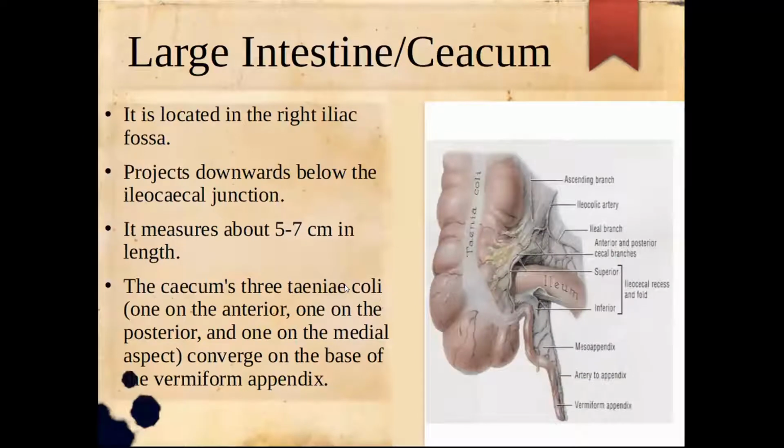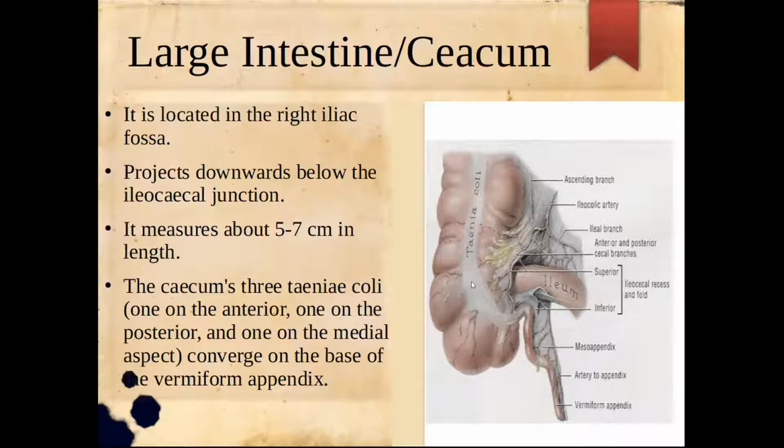Now we go into details part by part. As I mentioned in my first slides, the large bowel consists of cecum, colon, rectum, and anal canal. We start by discussing the cecum. The cecum is located in the right iliac fossa, as everybody knows, projected downward below the ileocecal junction. Regarding measurement, different books differ by maybe 1 to 2 centimeters, but the cecum is about 5 to 7 centimeters in length.